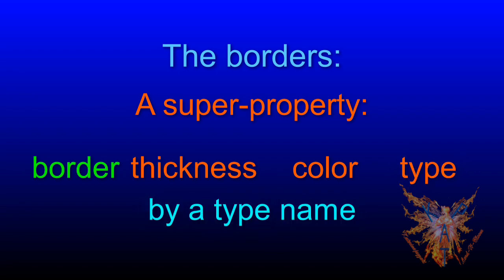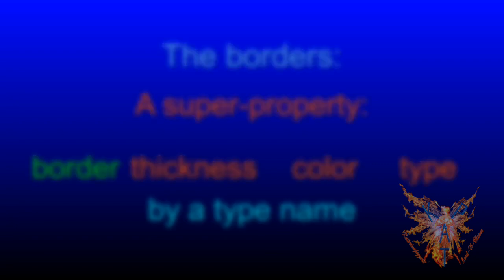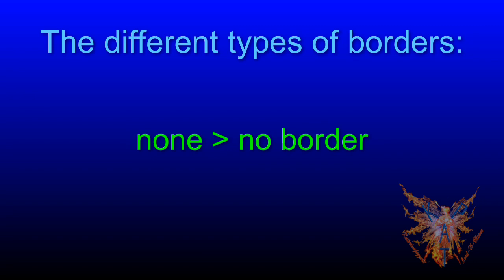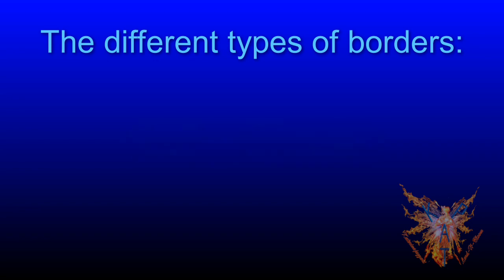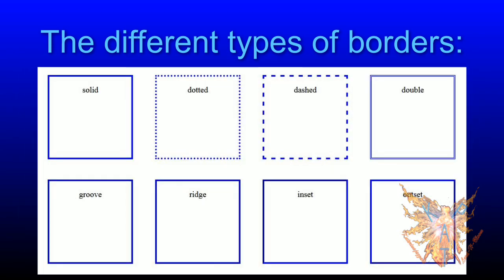There are 8 possible border types, defined by name. Here are the different types. None, there is no border, this is the default, and remember inheritance, as with the background and all functions. Solid, this is a single line. Dotted, for a dotted line. Dashed, for a dashed line. Double, 2 strokes side by side. And relief effects, groove and ridge, which gives a border in relief effect, and the same inverted effect. And inset and outset, which give the effect that the element is either sunken or raised.